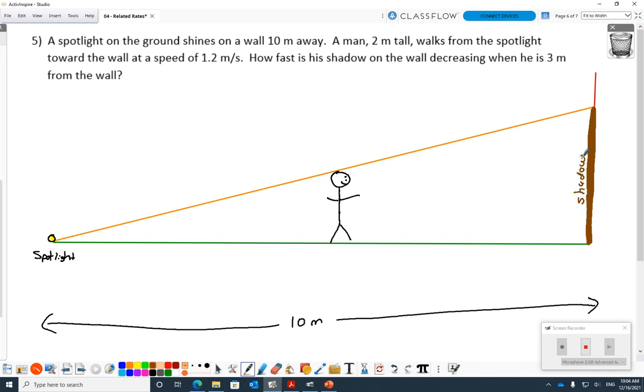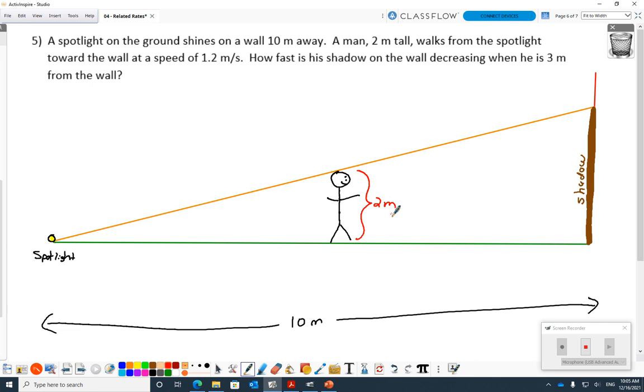See how much better that feels? Instead of reading the word problem straight up like that, just go, hold on, get a picture here. A spotlight on the ground shines on a wall 10 meters away. Got it. A man 2 meters tall walks from the spotlight towards the wall at a speed of 1.2 meters per second. Good. I got how fast he's moving. How fast is the shadow on the wall decreasing?